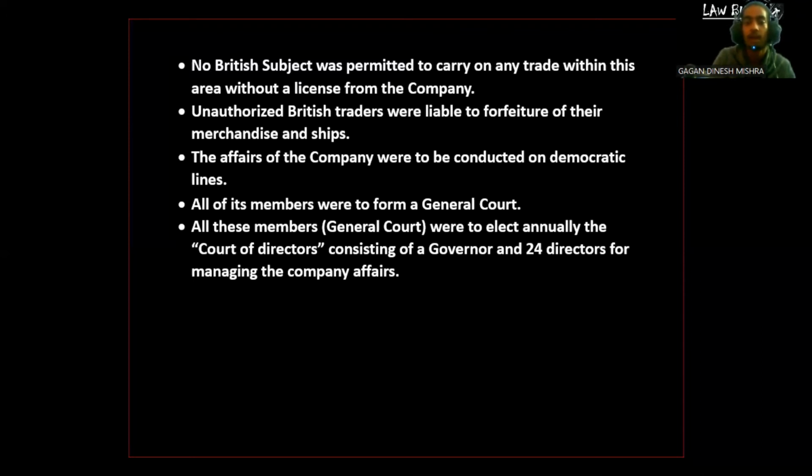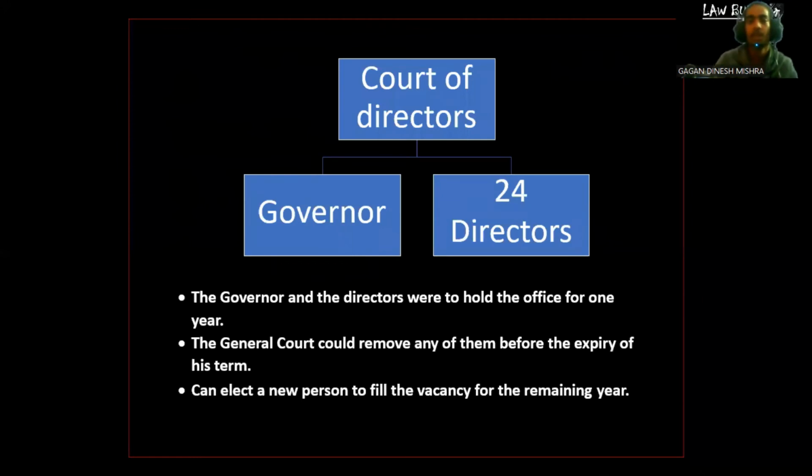The Court of Directors consisted of a governor and 24 directors for managing the company's affairs. So the members of the company used to elect the Court of Directors, which includes one governor and 24 other directors, to manage the company's affairs, right? So the hierarchy was like this: Court of Directors, governor, then 24 directors. Okay? The governor and the directors were to hold the office for 1 year.